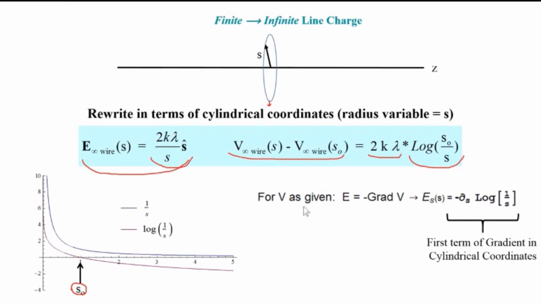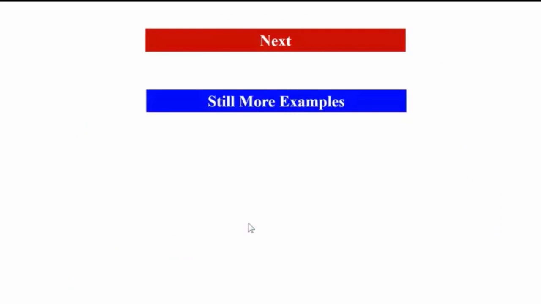For the V as given, you take the gradient of V, and so in this case here, because it's a function of only one variable, you'll take the s component of the gradient, and the first term of the gradient in cylindrical coordinates is just the first derivative. So when you take the derivative of that, you get 1 over s. If you take the slope of this curve with the minus sign, you'll get the field 1 over s. So next time I'll try to do some additional examples.